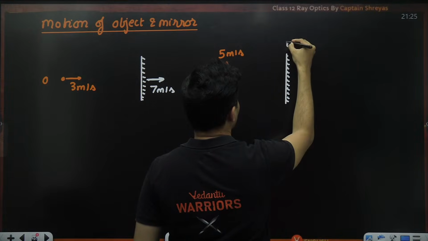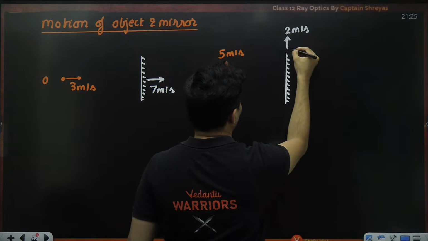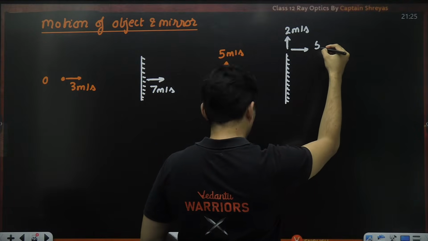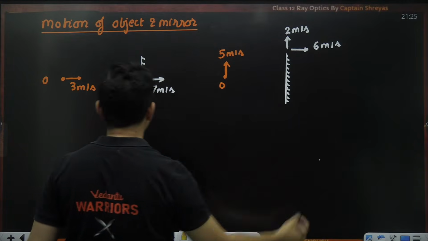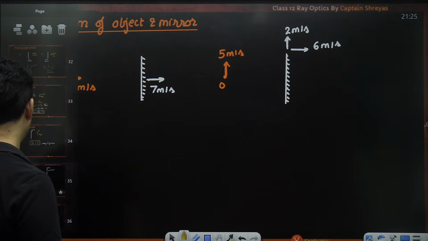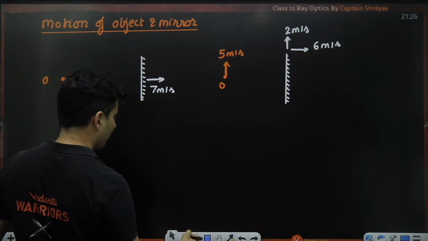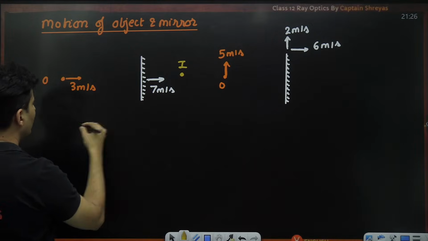Imagine this mirror has a velocity of 2 meters per second like this, and also a velocity of, let's say, 6 meters per second like this. I want to see where the image is going to be. I want to see what that image is going to do. So in this particular scenario, if I want to see what that image is going to do, look at it.